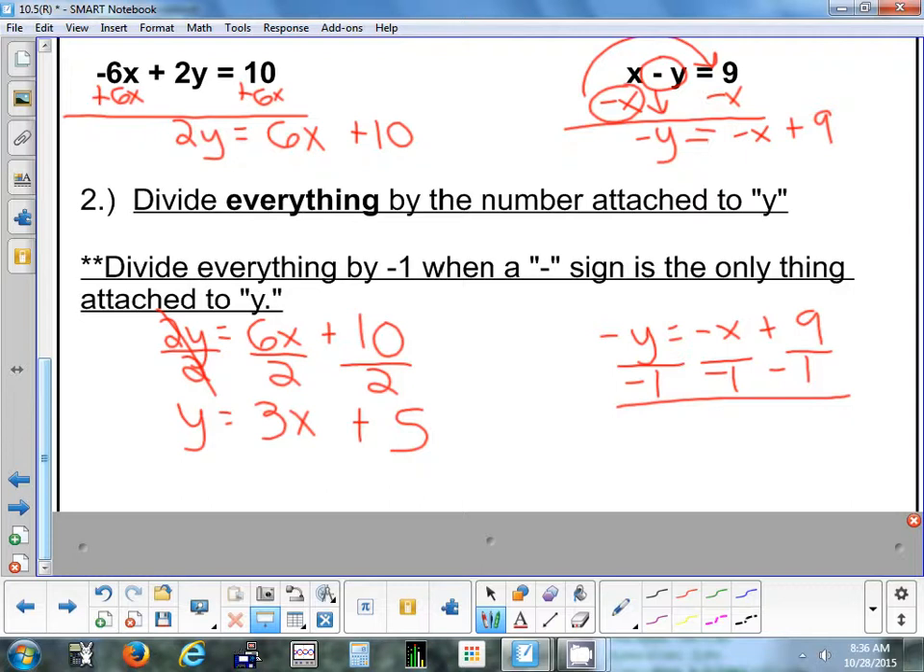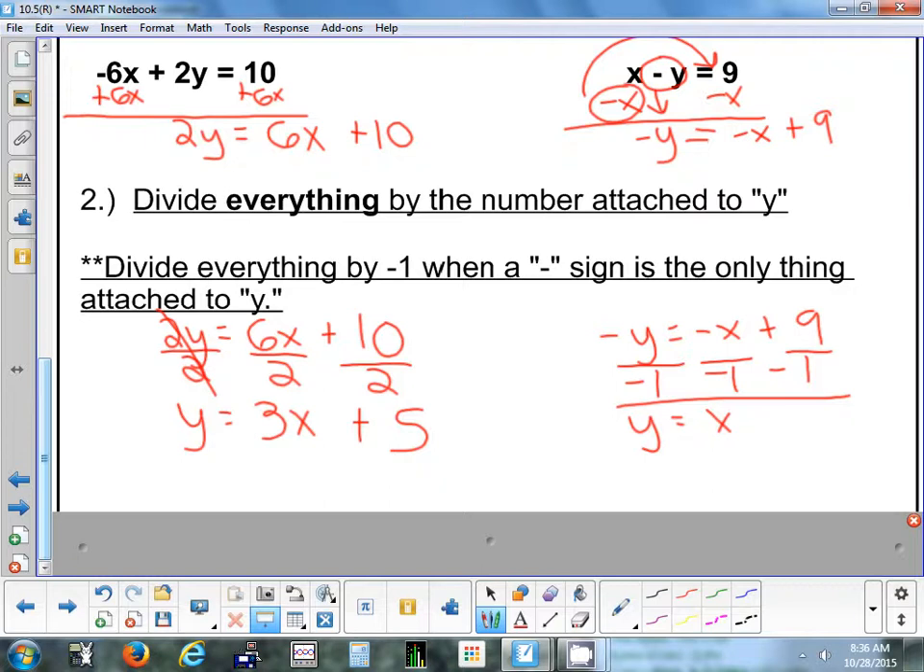The reason why I did it was to get y by itself. I'm going to be left with y. Now this is when it gets a little bit tricky. I have a negative x divided by a negative 1. What do I get? Anybody know? Logan. Positive x. I can write 1x, or I can just write x.